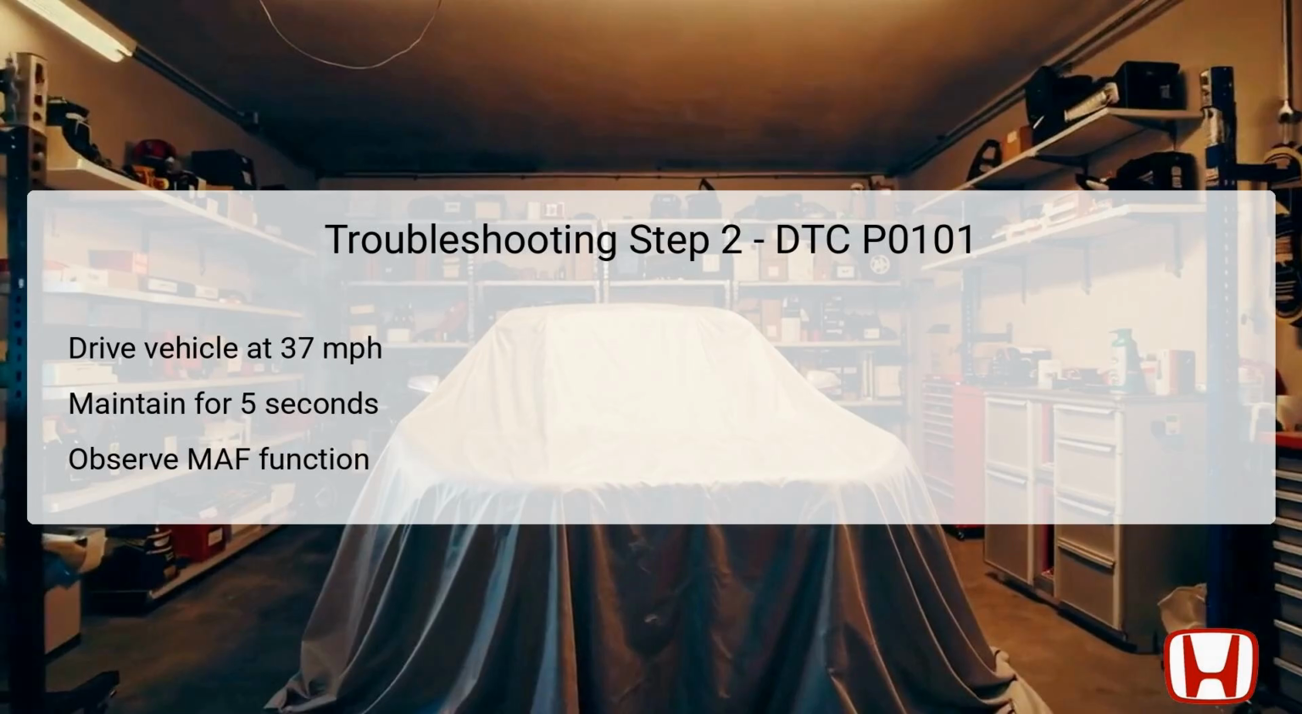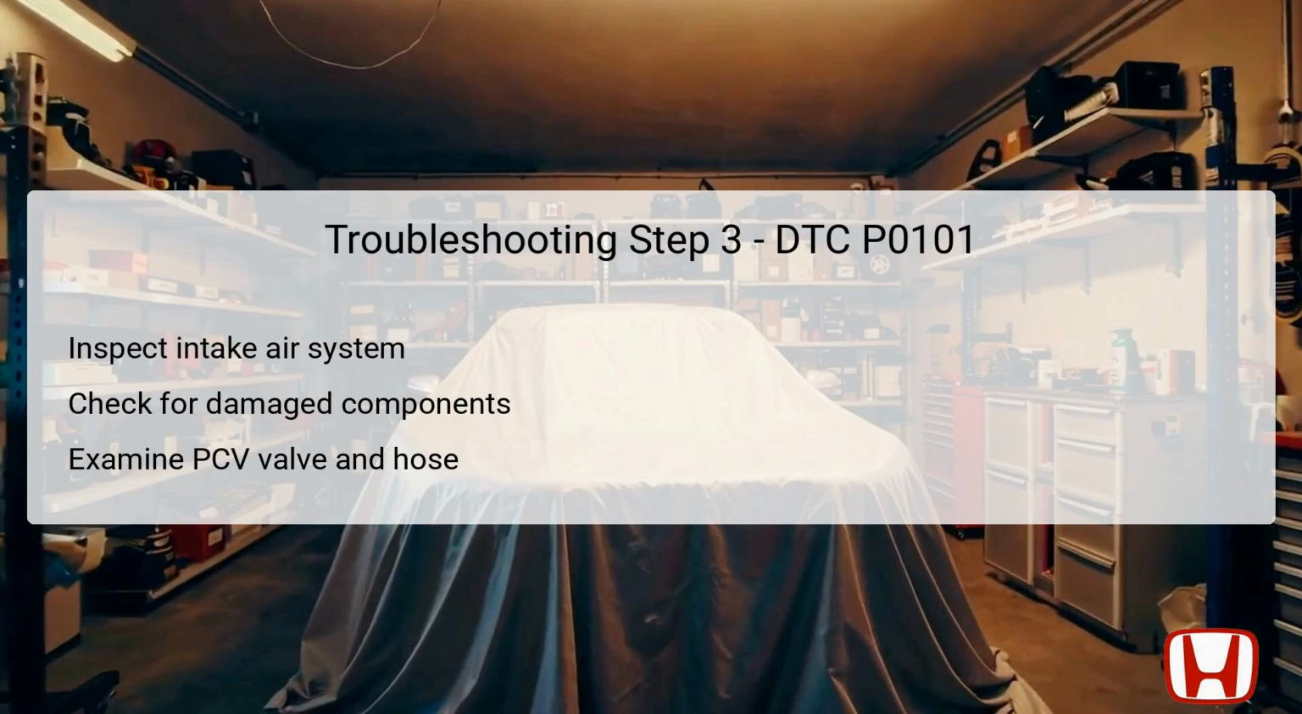results observed. The third step in troubleshooting DTC P0101 revolves around a thorough inspection of the intake air system to identify any physical damage or abnormalities. Specifically, technicians should examine the connections, hoses, and components leading to and from the mass airflow sensor.